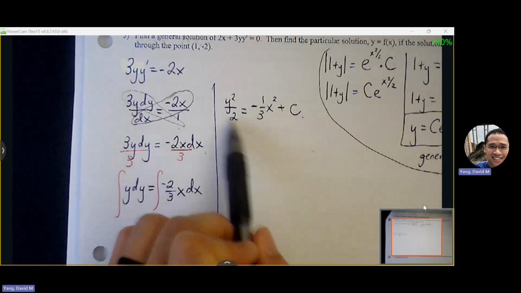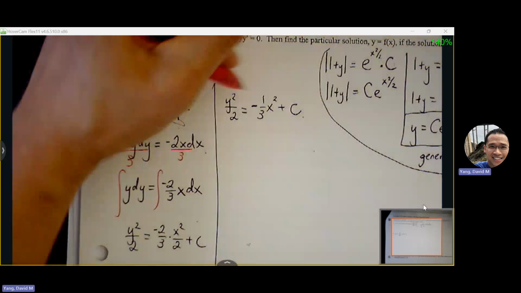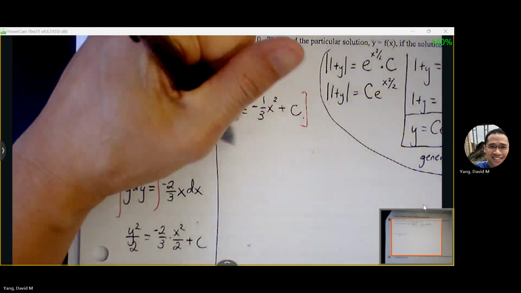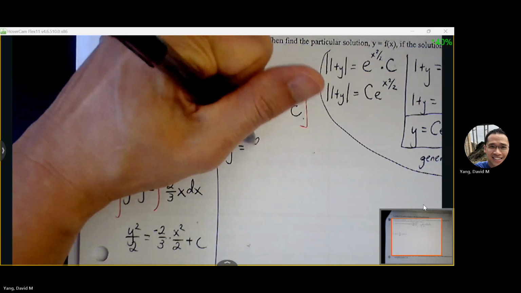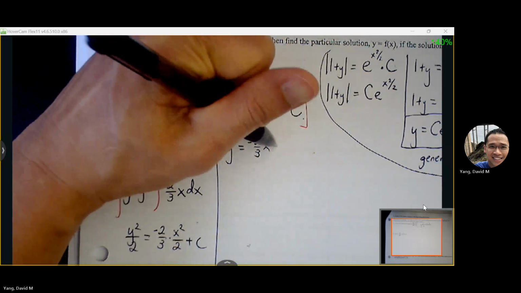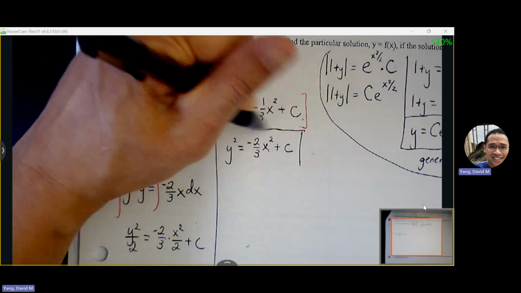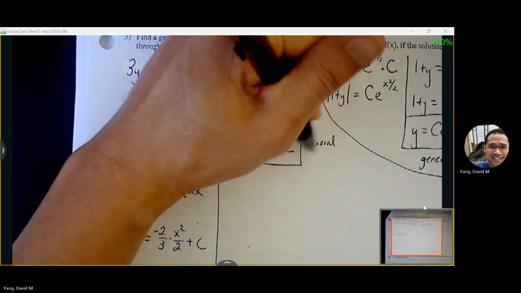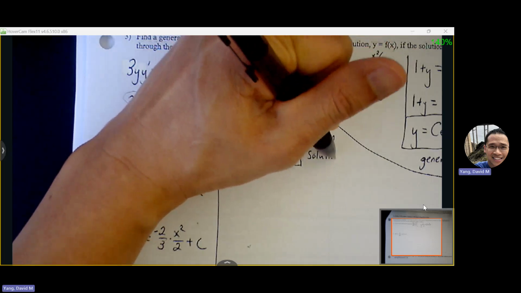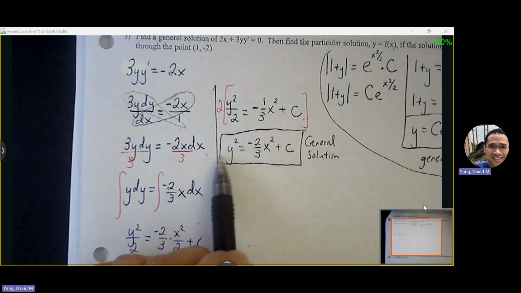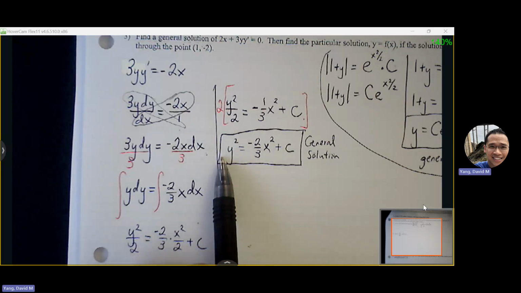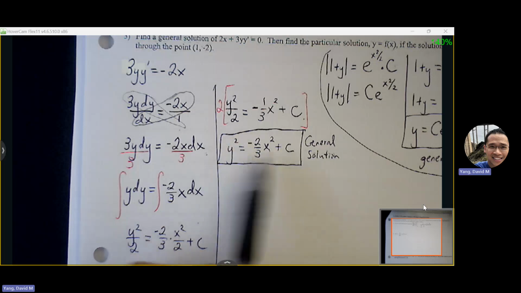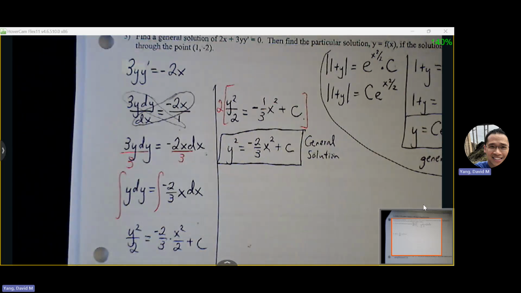Let me try to get y squared by itself. I'm going to multiply everything by 3 over 2 here. This is good enough for us to call this a general solution. So again, a general solution has a c. We could do plus or minus, but we'll leave this as y squared. The general solution has the left side as cleaned up as we can make it, and then there's a plus c, or there's a c in our general solution.